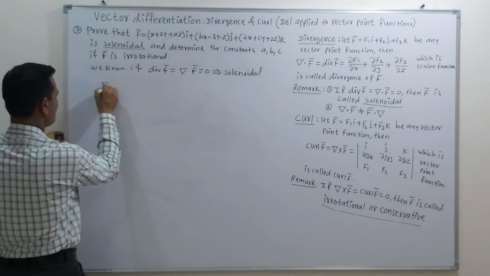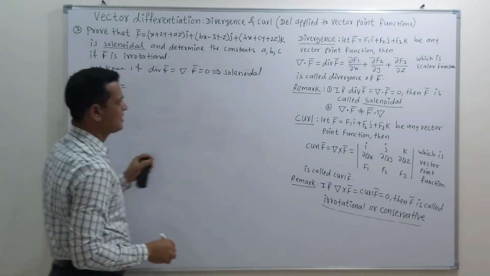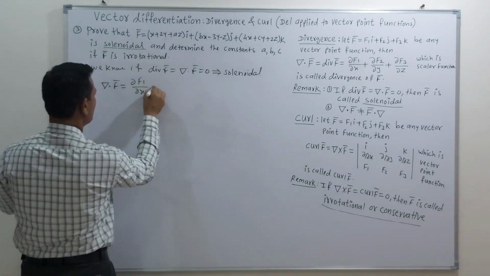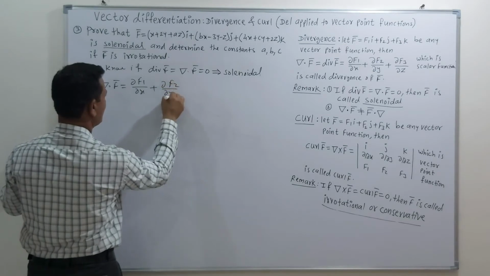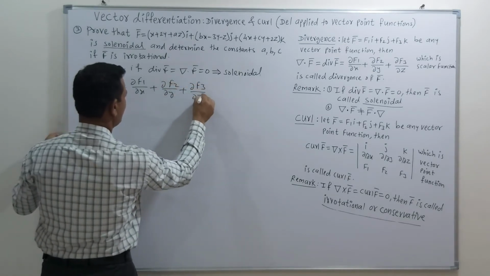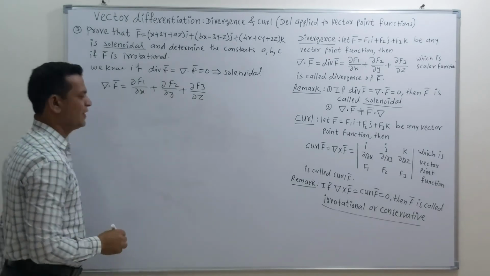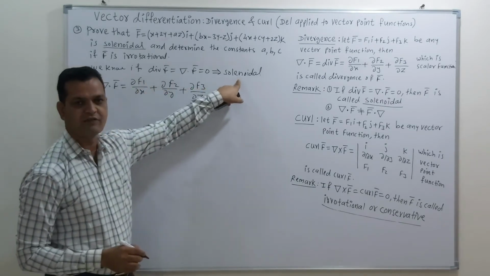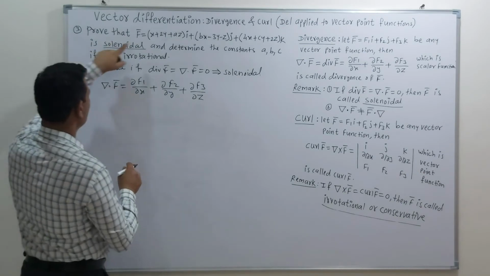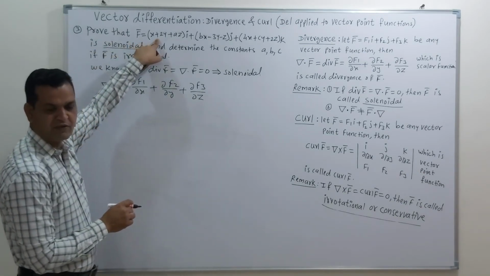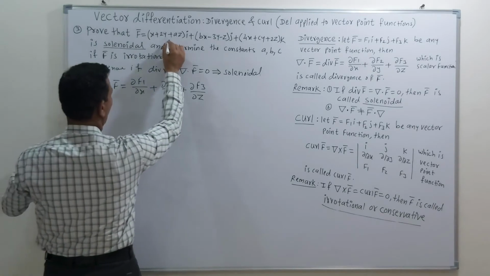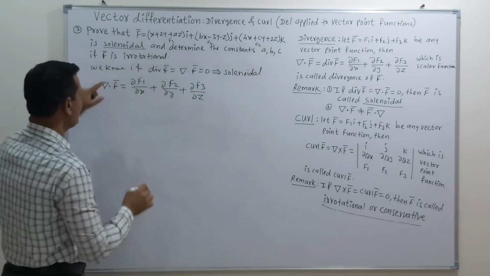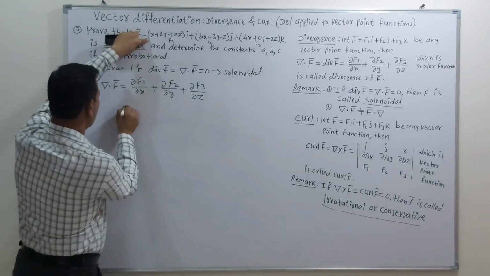So the value of the dot product del dot f bar is given as the partial derivative of f1 with respect to x plus the partial derivative of f2 with respect to y plus the partial derivative of f3 with respect to z. So now let's find the value of these partial derivatives, and our aim is to show that this is equal to 0, so that this vector field becomes solenoidal. So now friends, this is the given value of function f bar, which is a vector point function. So this is the value of f1, this is the value of f2, and this is the value of f3. Now first find the partial derivative of f1 with respect to x.